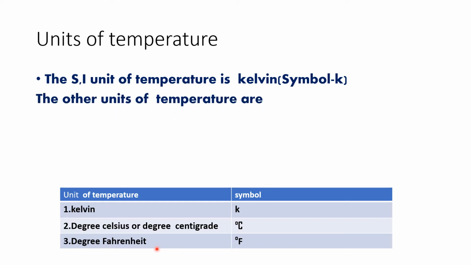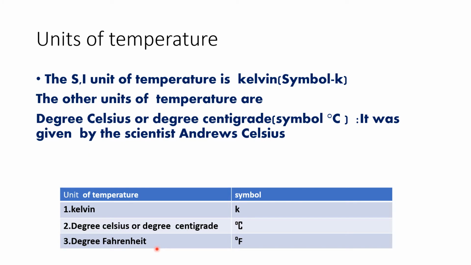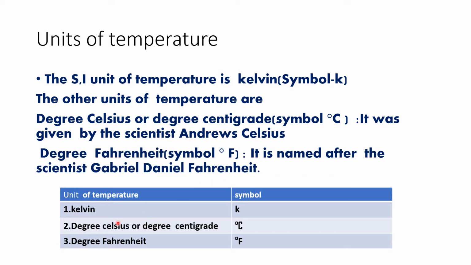The other units of temperature are degree Celsius or degree centigrade. You see it's written as degree C and it was given by scientist Andrew Celsius. That is why its name is Celsius scale. We are giving respect to the scientist who gave the name for this scale. The degree Fahrenheit is named after the scientist Gabriel Daniel Fahrenheit. So remember these two names. Sometimes it can be asked in match the following type questions.